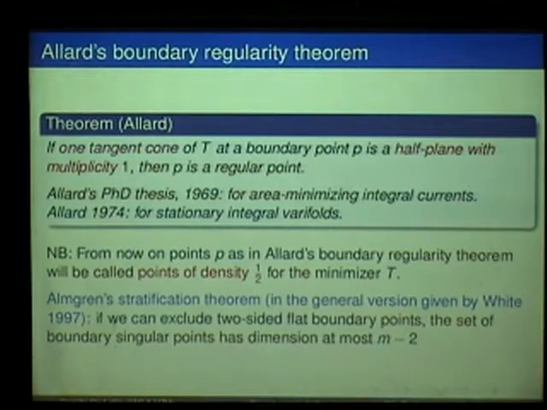And there's a beautiful generalization of a theorem by Almgren. This generalization is given by White. As a corollary of this stratification theorem, it says, if you can exclude two-sided flat boundary points, the set of boundary singular points has dimension at most n-2. So if you could exclude these ugly branching points at the boundary, you would be able to give the same dimension estimate for boundary singular points as you have in the interior. Okay?